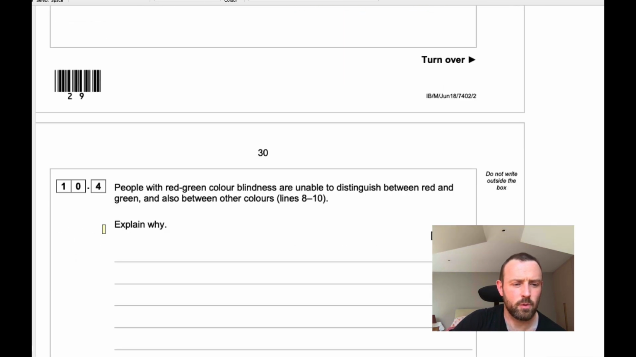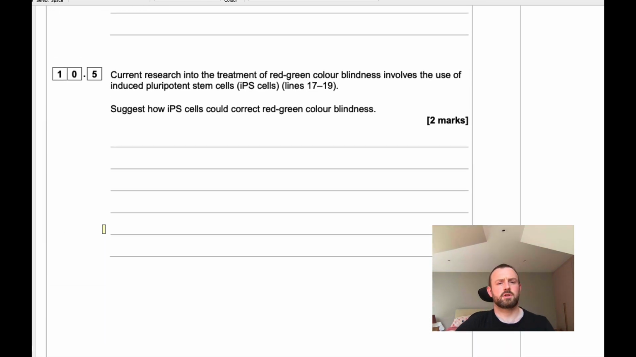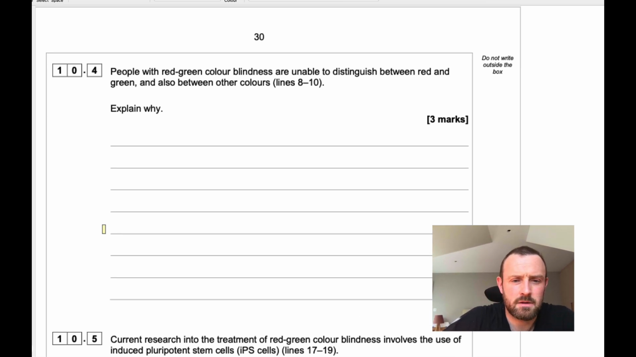Okay, moving on to 10.4. Current research into the... Sorry, I missed one. People with red-green color blindness are unable to distinguish between red and green, and also between other colors. Okay, so lines 8 to 10.